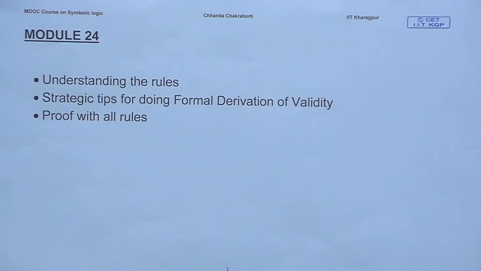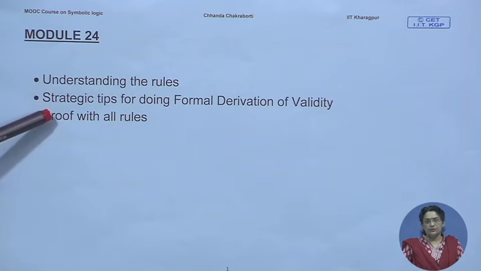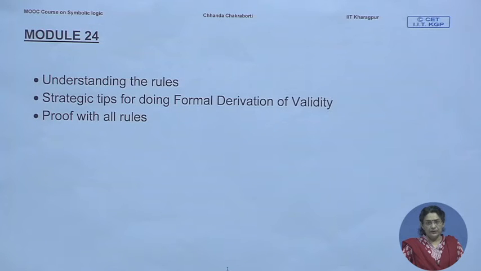Hello, we are into module 24 of the symbolic logic NOC course, and we were working on the formal proof of validity. So, we will continue to do that. Last time we were talking about the equivalence rules. We will continue understanding them a little bit, and then there will be some work related tips, if that is possible, some ideas on how to go ahead with the formal derivation of validity, and then we will combine all the rules, the rules of inference as well as the equivalence rules, to do the proofs.